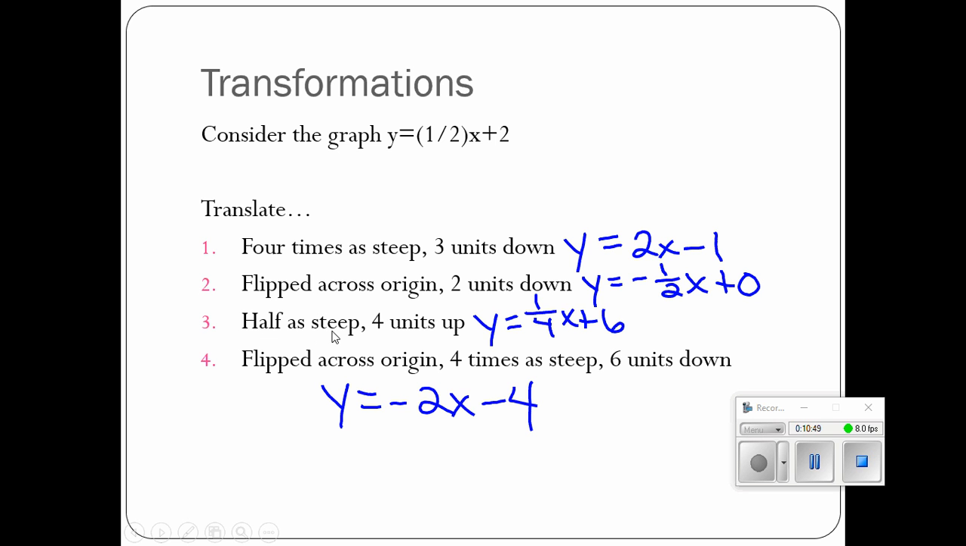Number 3, half is steep. That means steep is slope. So half divided by 2, which is 1/4 x. And then 4 units up, you just add 4 here, which is 6.